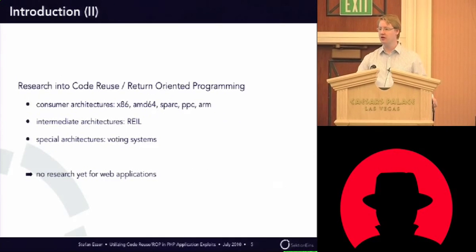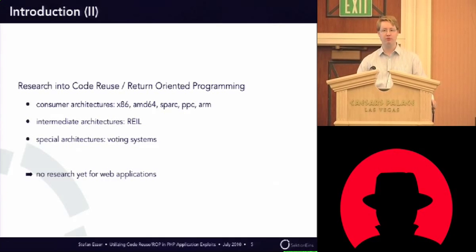In the past, people always analyzed return-oriented programming and code reuse on consumer architectures like x86, AMD64, SPARC, PowerPC, and the ARM architecture because of all the mobile devices. And as you saw in the talk yesterday, the Dynamics guys are applying return-oriented programming to their reverse engineering intermediate language, which is called REIL. Last year there was also a paper about people using return-oriented programming against voting systems. But so far there is no real research on return-oriented programming or code reuse for PHP or web applications.